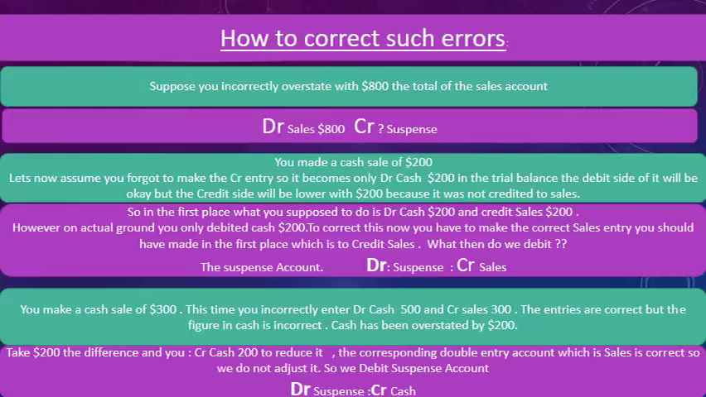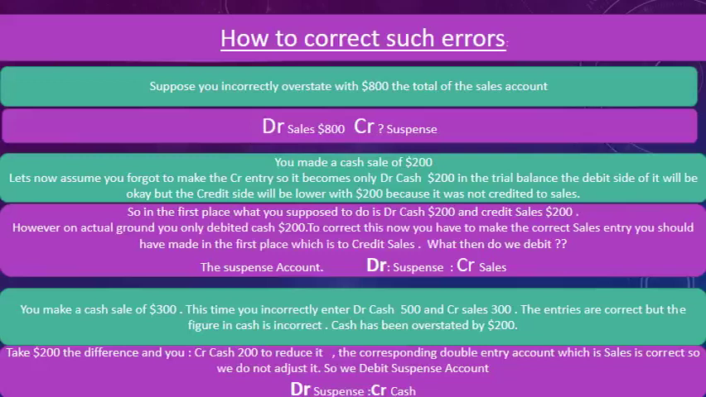So the corresponding double entry account now. Remember, we debit cash and credit sales. That's the correct thing which was supposed to be done, and it was done. But this time we need to correct an error on the cash side, and the sales side is okay. So the only account we can then transfer this error to is the suspense account. So the corresponding double entry account, which is the sales, is correct, so we do not adjust it. So we debit suspense account. So we credit cash and debit suspense account.